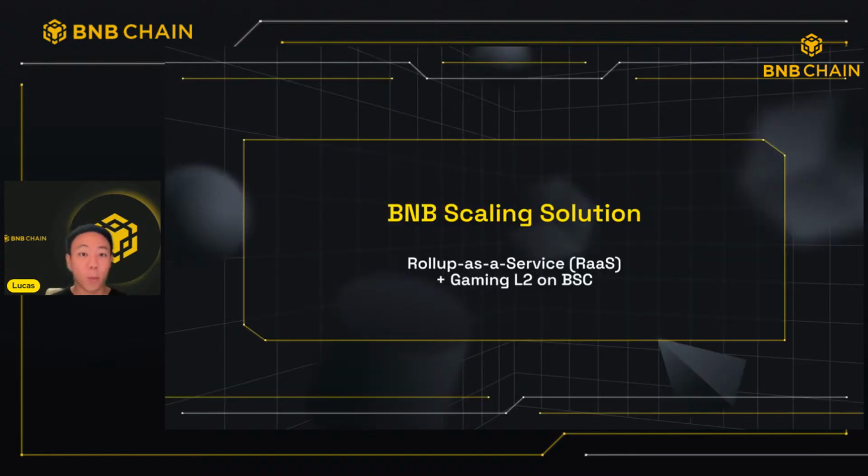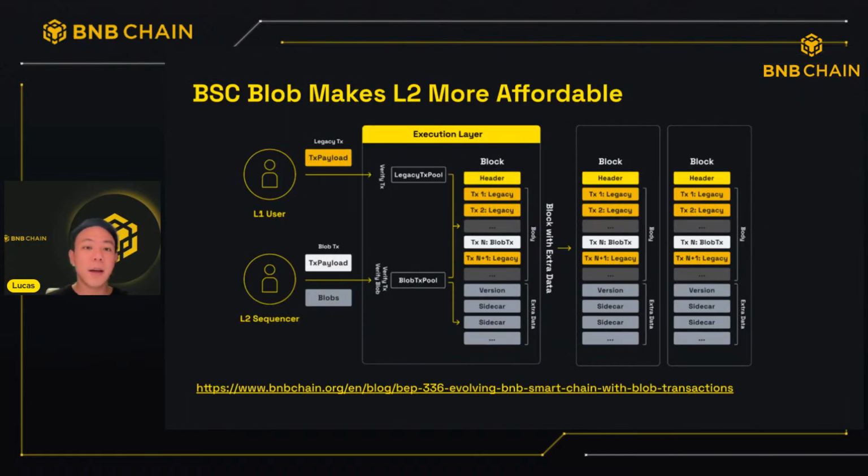All right, now moving on to scaling solutions. This is very important for decentralized applications that require fast transaction speeds. And this is where we want to introduce to you a tool known as rollup as a service, which can be a gaming layer 2 on BSC.